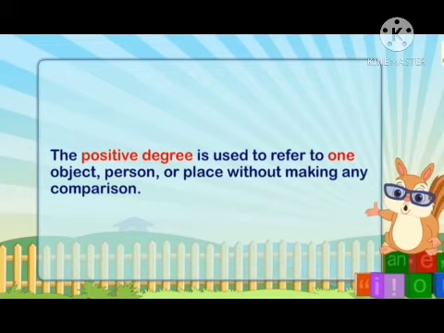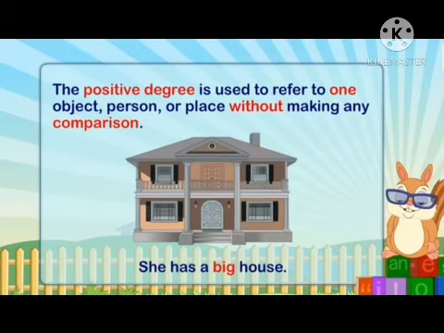I will explain this positive degree with an example. So let us see the example for positive degree. She has a big house. Here there is no comparison. So the positive degree is used to refer to one object, person or place without making any comparison. Only the quality that is present is shown.